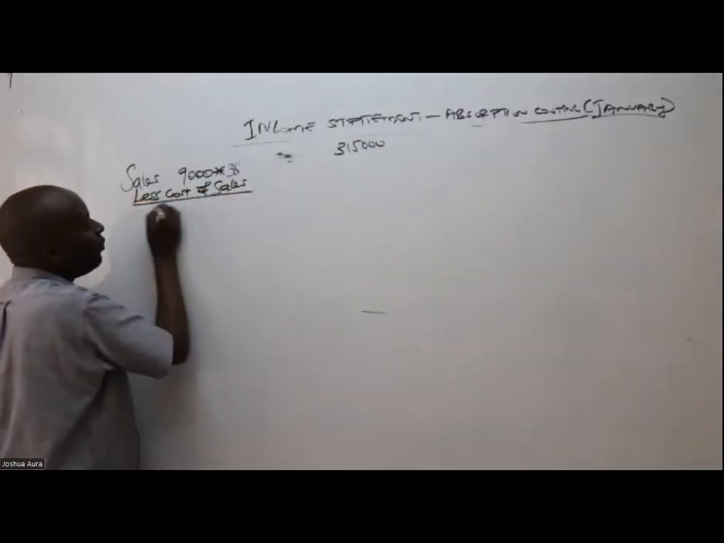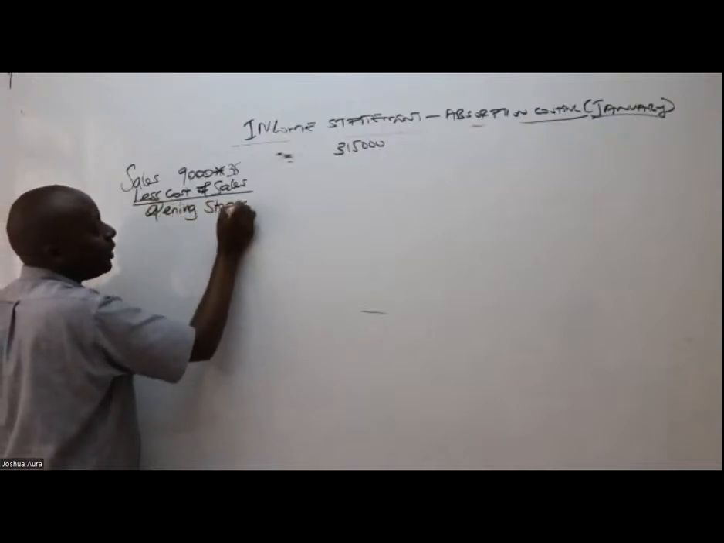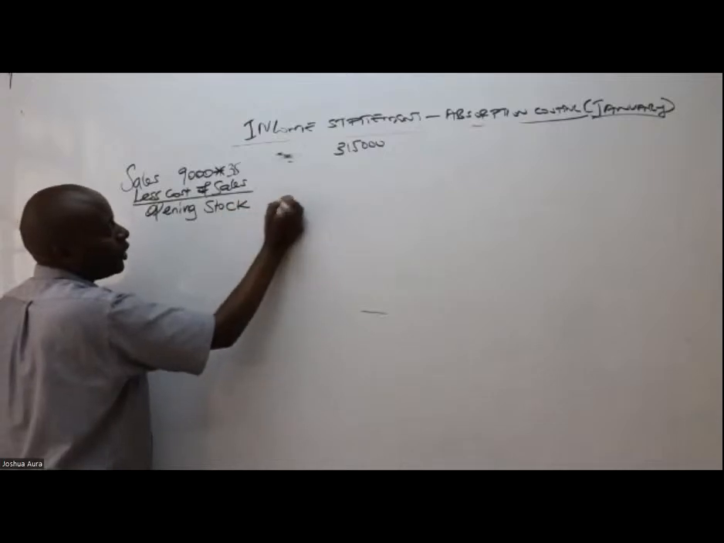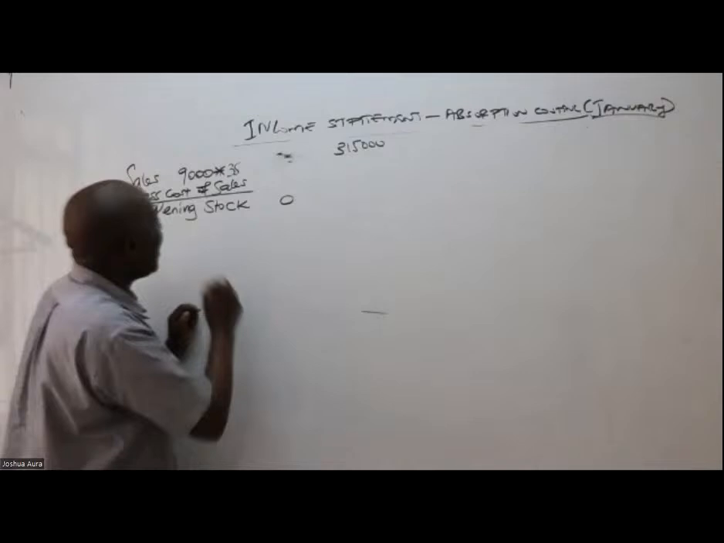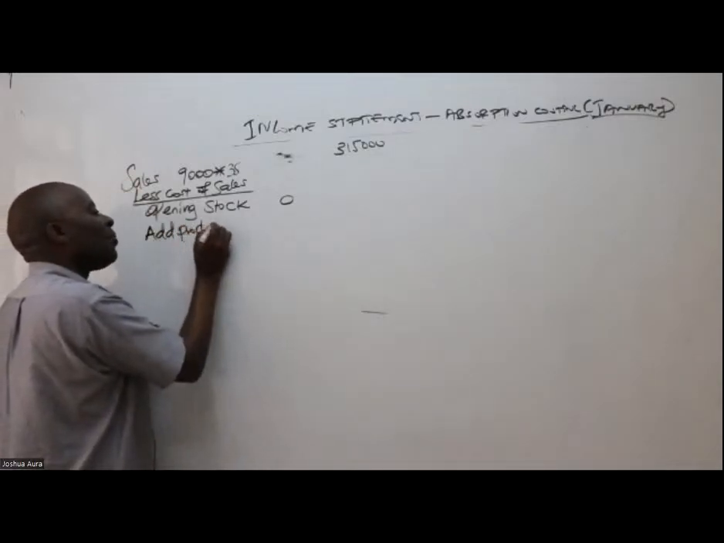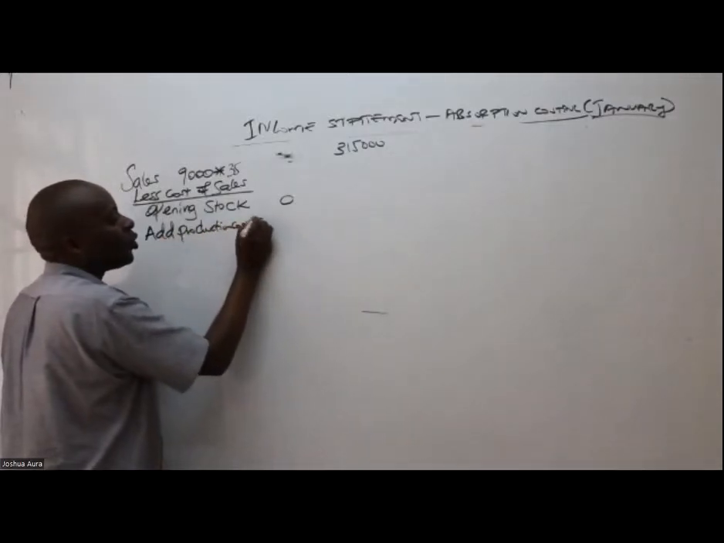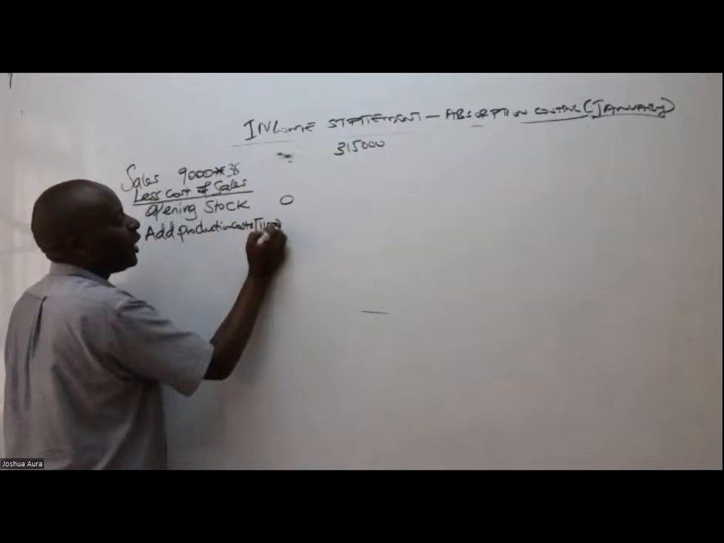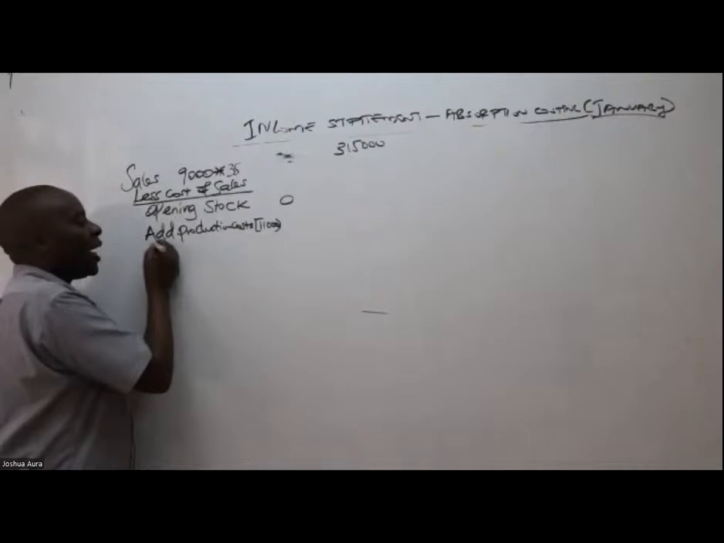Where cost of sales, if you can remember, we normally start with opening stock. In this particular question, there is no opening stock. We come and add what here? Purchases, but remember these are production firms, so we add production cost. And it's not lost on me that these guys produced 11,000 units.